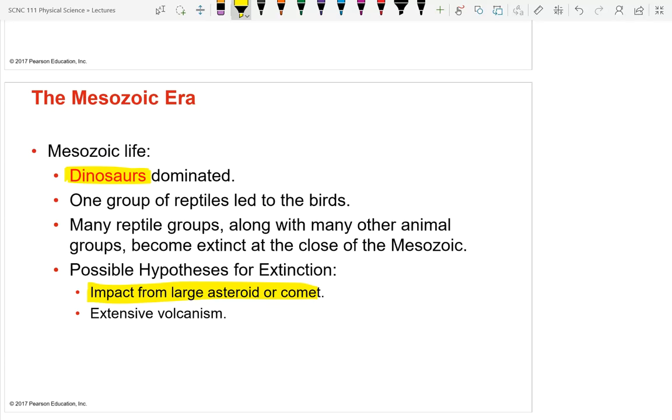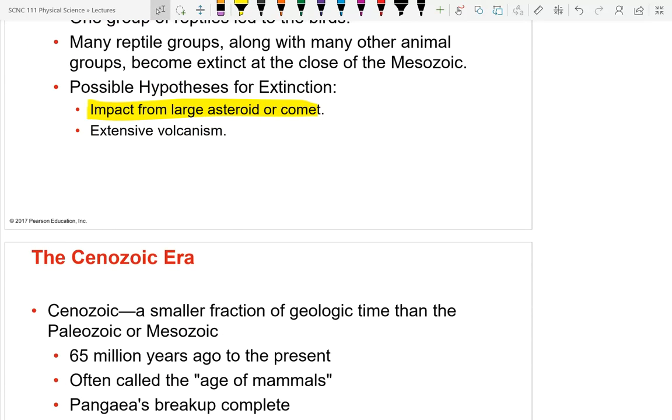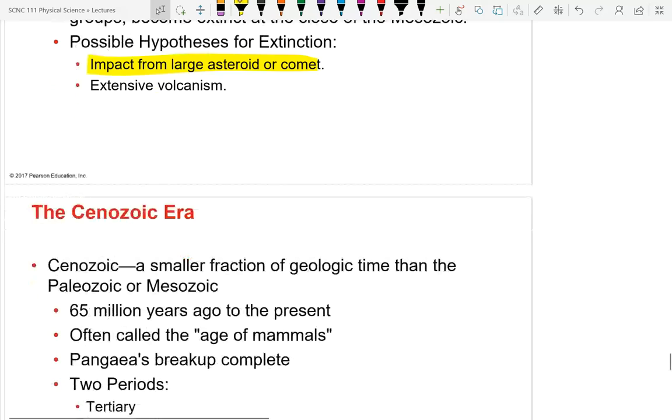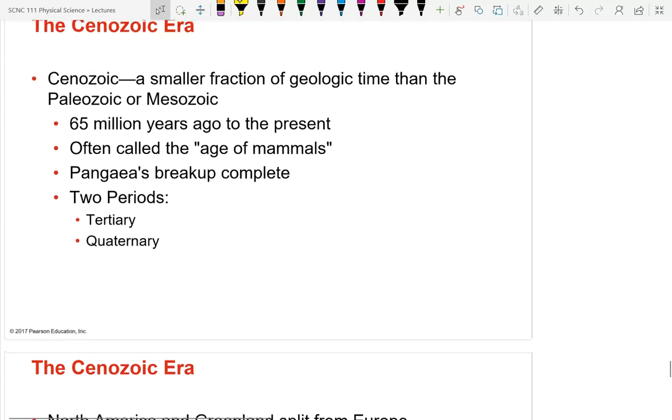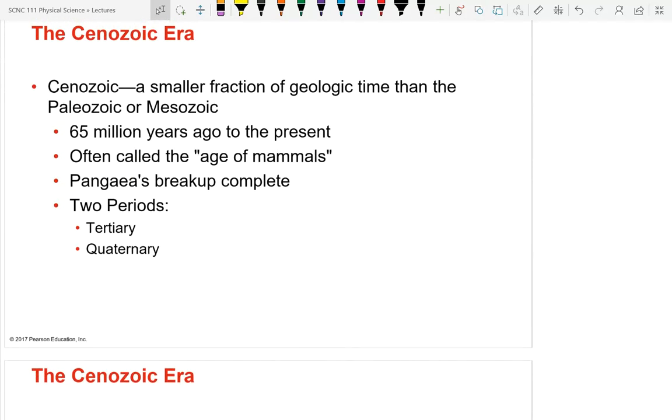So not every single dinosaur was wiped out, but the vast majority were. And this also says extensive volcanism, which likely would be a result of this impact causing shifting in the plates. Then we get to the Cenozoic. That's the most recent 65 million years.